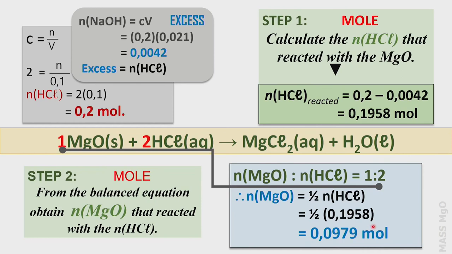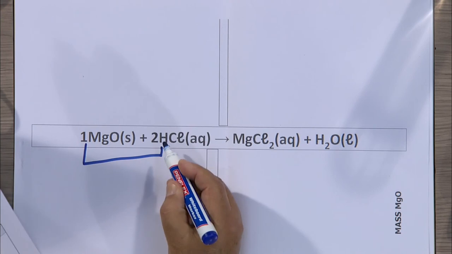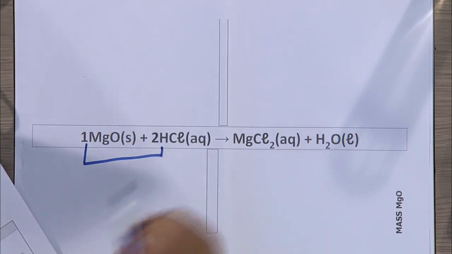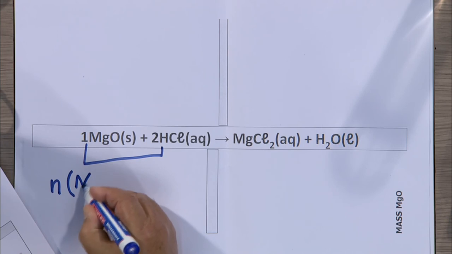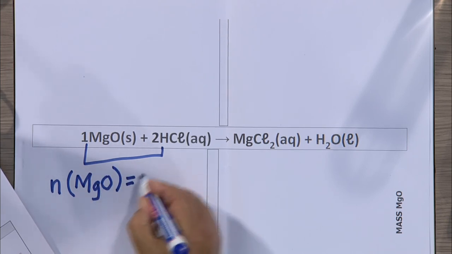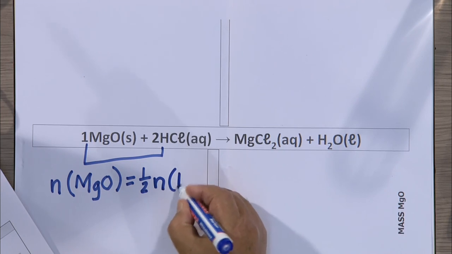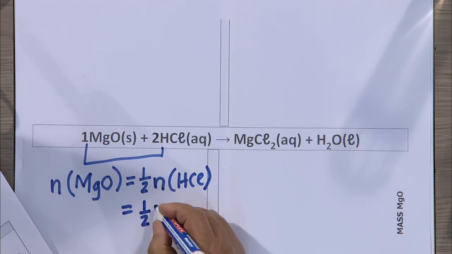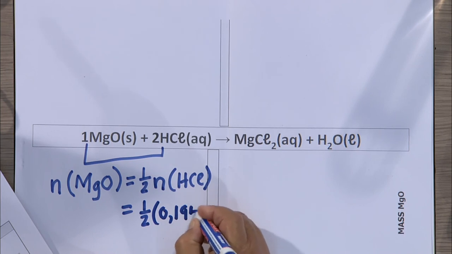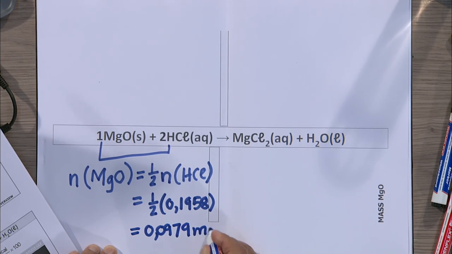Okay, let me write that again for you on my table this side, then maybe you can see. So I'm saying if that is 1 is to 2, and I know my hydrochloric acid, then I can say the number of moles of magnesium oxide is half the number of moles of the hydrochloric acid, because 1 is the half of 2. And how many moles do I have again? 0.1958. That's right. And if I divide that by 2, I will obviously get 0.0979 moles. That is what I did there.